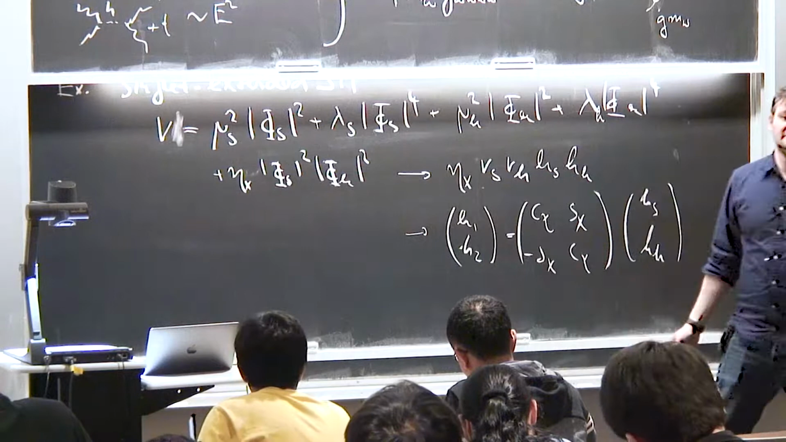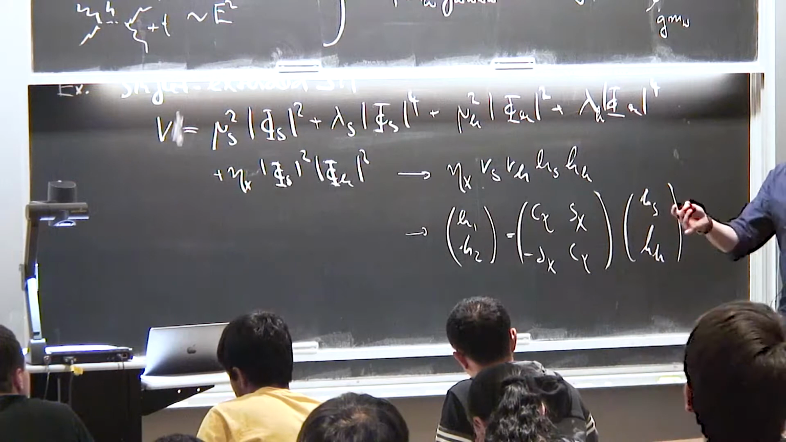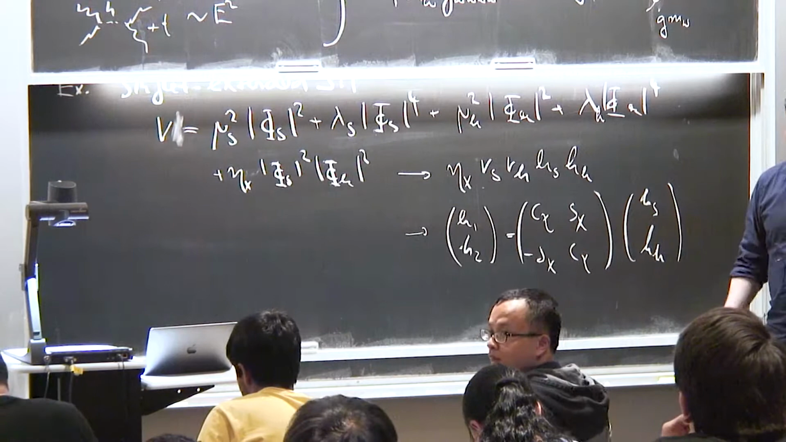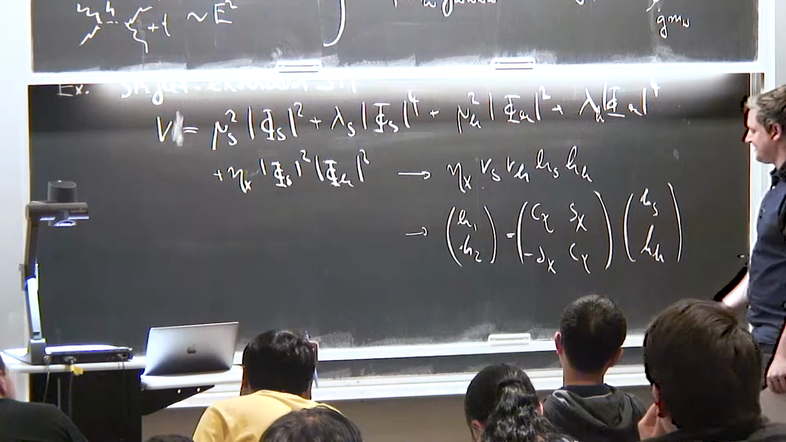Yeah? Yeah, yeah. I mean, this is just an example, right? You typically would imply some discrete symmetry to get rid of these terms, yeah. Doesn't matter for this, yeah. What matters for the argument is that this is non-zero, yeah.